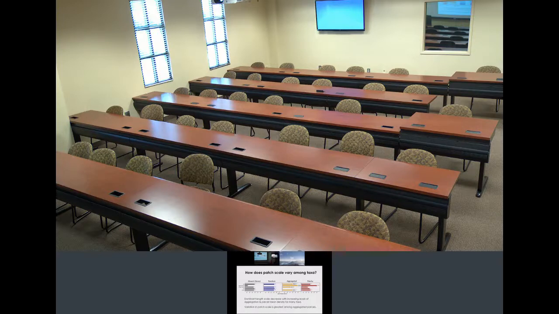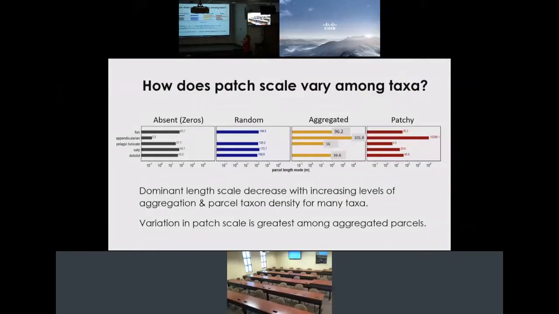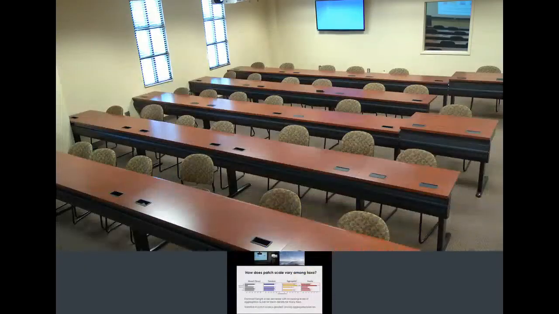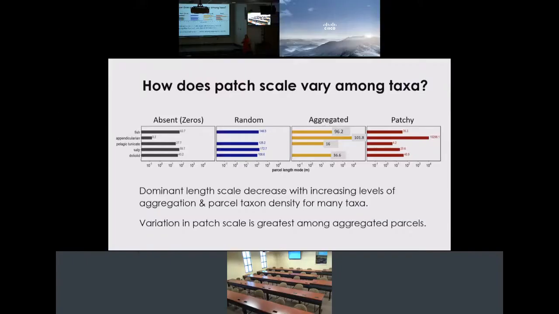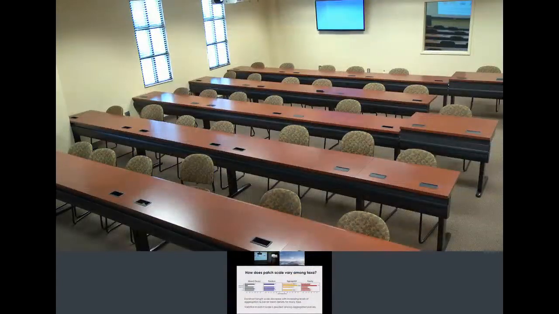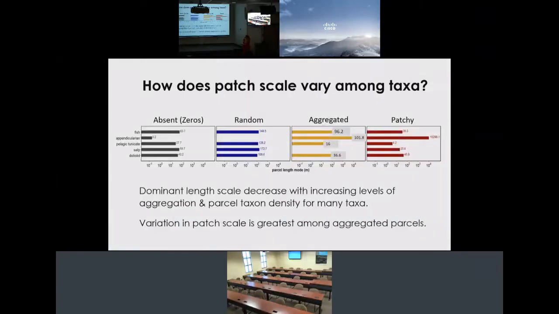For aggregated, it's around 96. Random, it's 148. If we look at appendicularians, which are an important prey item for larval fish in this area, we see that for patchy, they're at over 10,000 meters, or about 10 kilometers. Well, if you remember for the methods, our transects were about 10 kilometers.